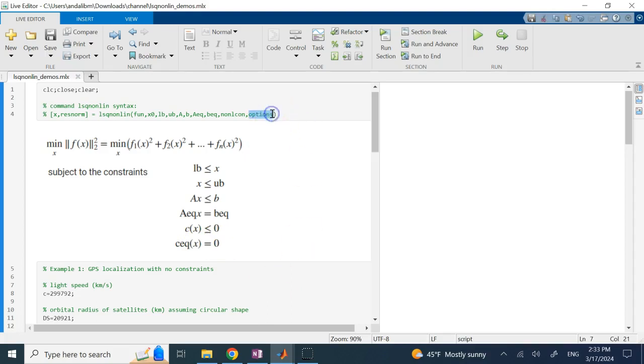And then you have some options here. The nonlinear constraints c and c equal, and the lower and upper bounds, and the linear constraints A, b, A equal, and b equal, are directly provided if you have them. If you don't have those, you just don't pass anything, or pass empty brackets.